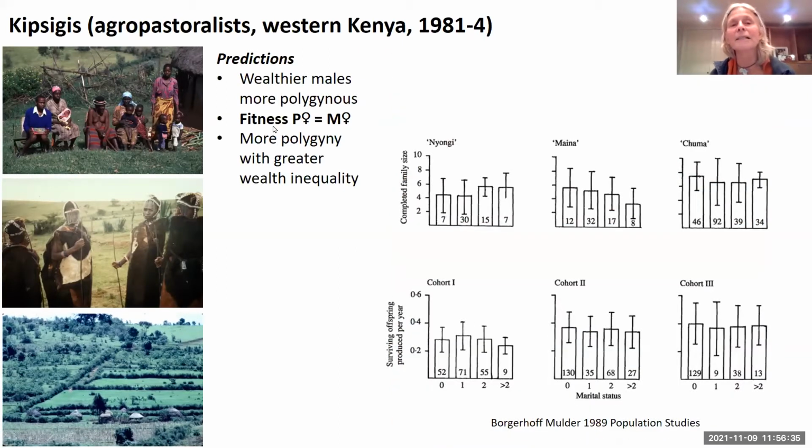The second hypothesis that I referred to before is that the fitness of monogamous and polygynously mated females should be equal. And again, here I show the data for all 6 cohorts, with completed family size for the older cohorts and number of surviving offspring produced per year for the younger cohorts. And you can see whether a woman is married monogamously, whether she's the first wife, the second wife, or a subsequent wife, there's no clear negative effect of polygyny on reproductive success.